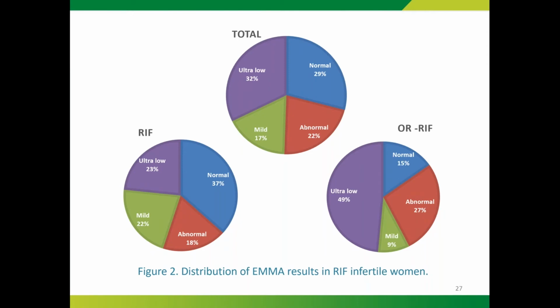The distribution of the EMMA results in infertile women is shown in Figure 2. The normal microbiota ratio in the IF group was 50% to 37%. The abnormal microbiota percentage was 18 to 27%. In 23 to 49% of cases, the endometrium had no detectable bacteria.